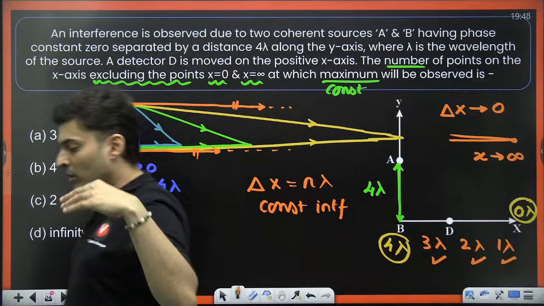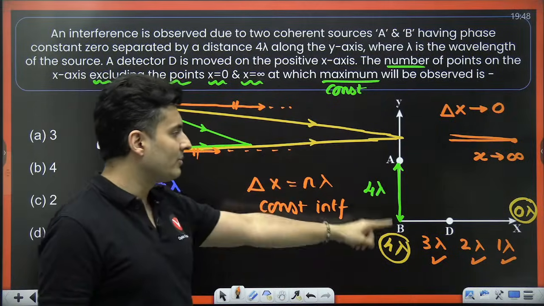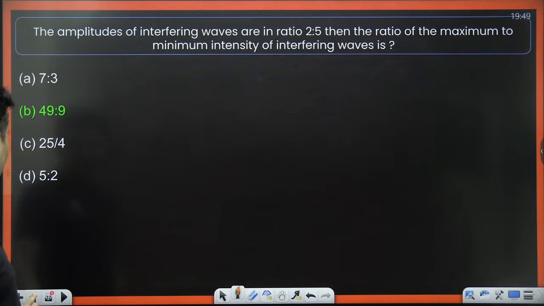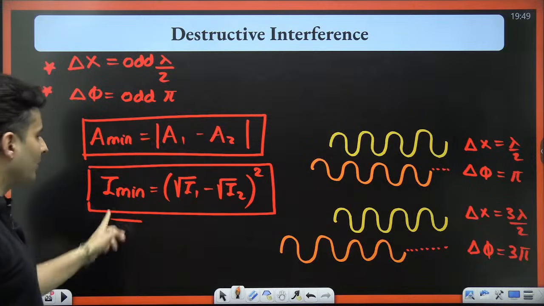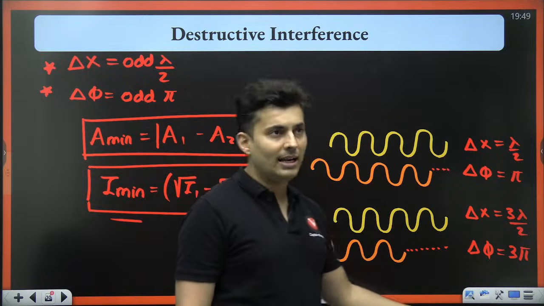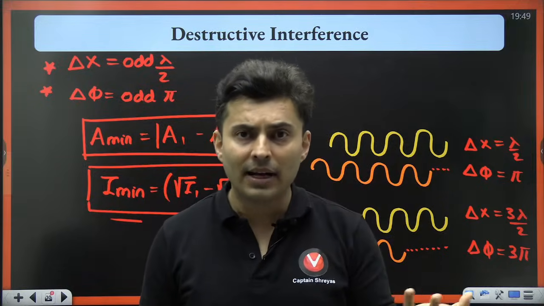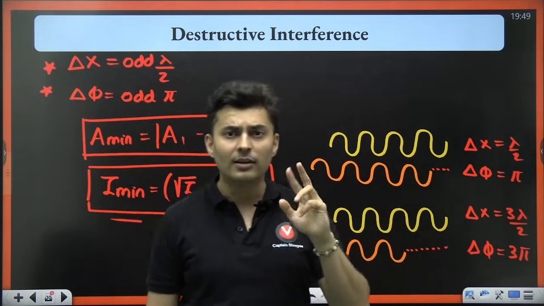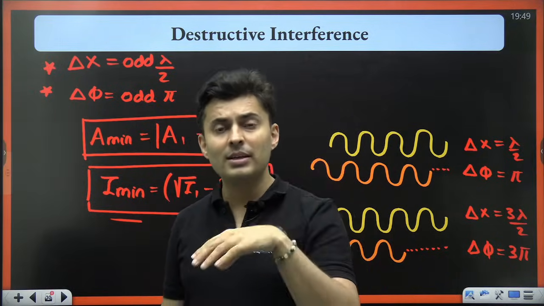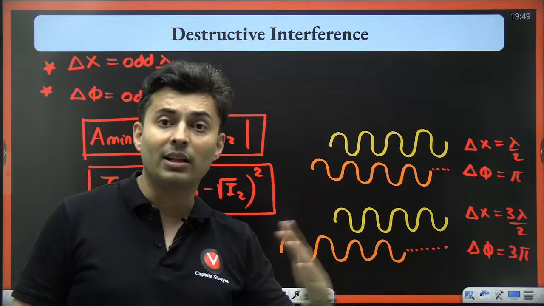If I change the question to destructive interference, understand the answer will be completely different. If instead of maxima it was minima, then guess what the answer will be. So remember, for minima, what is the condition? 0.5 lambda, 1.5 lambda, 2.5 lambda, basically odd lambda by 2. Odd will be what? 1, 3, 5. If you put 1, 1/2 will be 0.5. If you put 3, 3/2 is 1.5. If you put 5, it will be 2.5. If you put 7, it will be 3.5. So 0.5 lambda, 1.5 lambda, 2.5 lambda. That's how it will go.